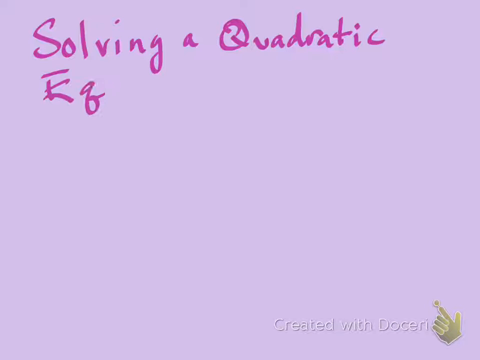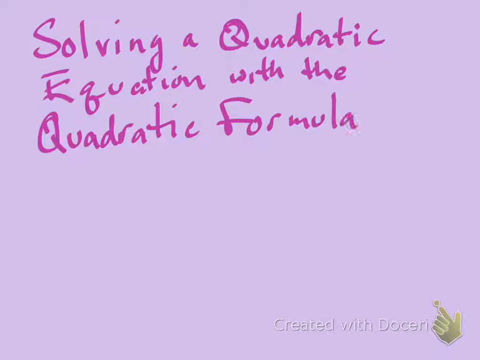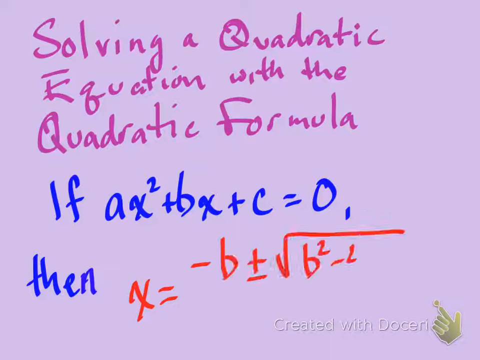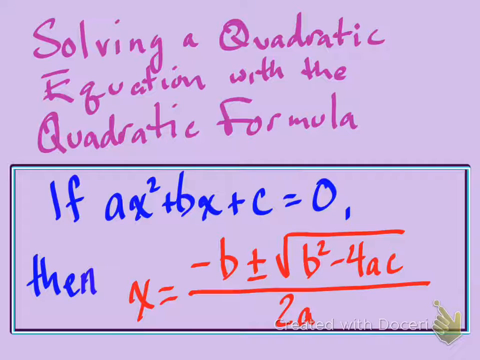This one is going to be about solving quadratic equations with the famous and glorious quadratic formula. The quadratic formula is actually included in a sentence that starts with the word if. If ax squared plus bx plus c equals 0, then the quadratic formula says x equals negative b plus or minus the square root of b squared minus 4ac all over 2a.